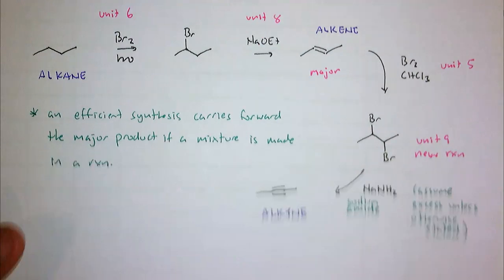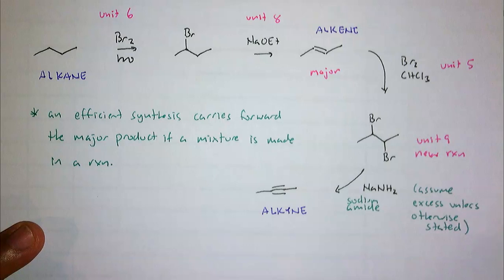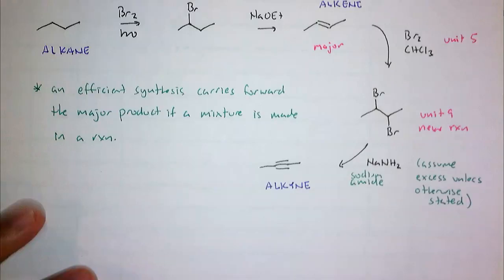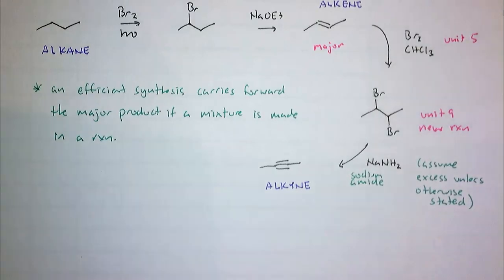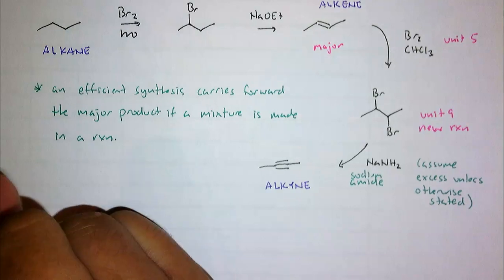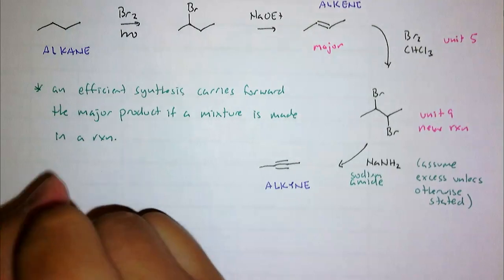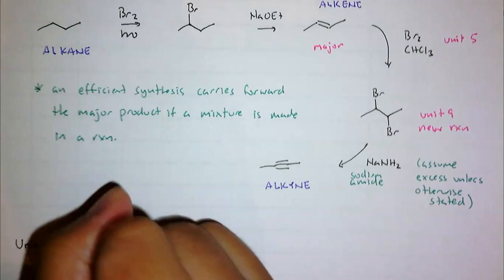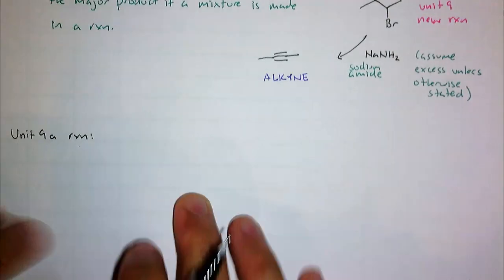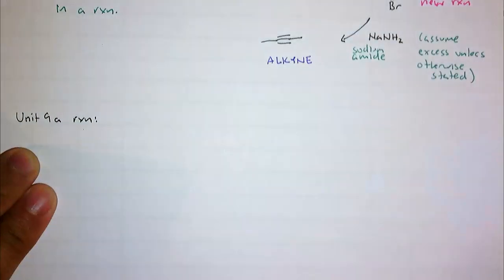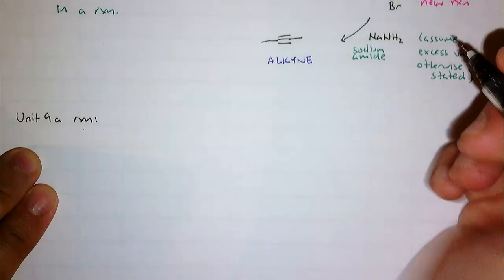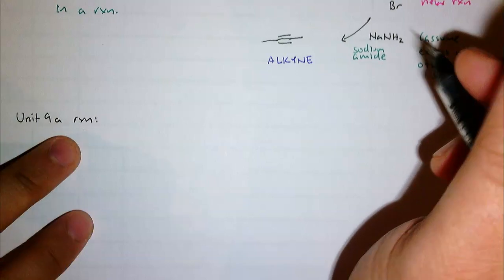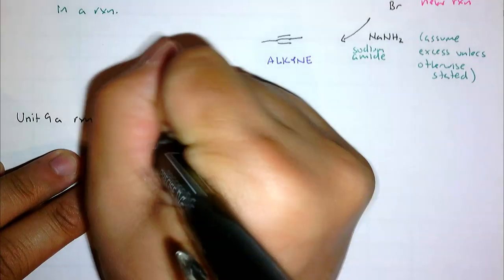Okay, so let me formally introduce you to this new reaction, the one in Unit 9. We'll call this Unit 9, we'll call it A reaction. I know I haven't been labeling reactions this way, in this manner, but well, let's try something new. So Unit A, or Unit 9A reaction, we're going to call this double elimination.